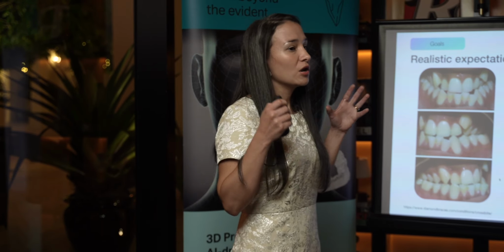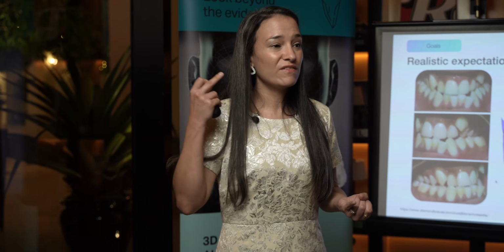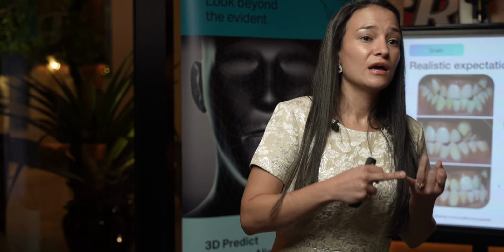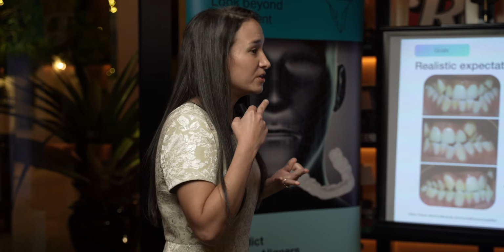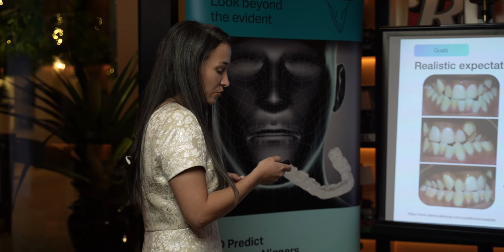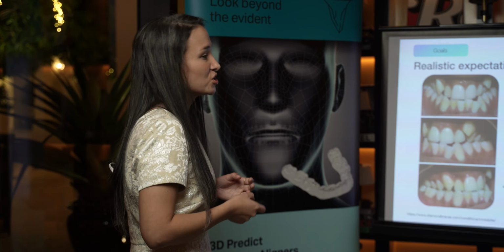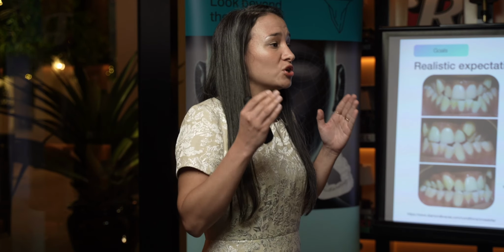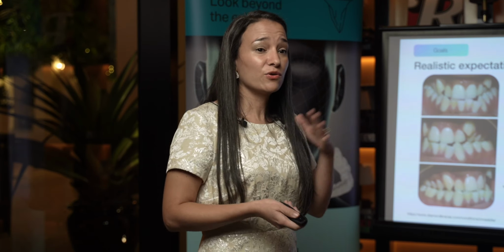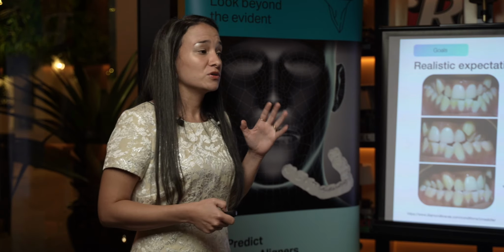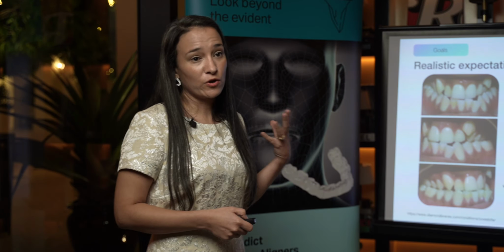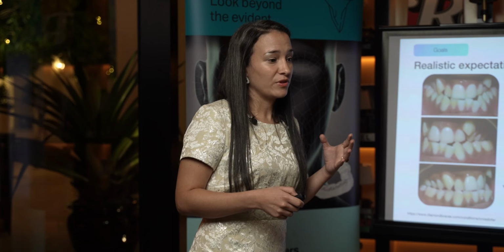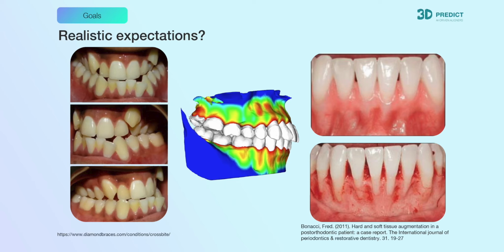So when you are looking at your patient, you have a severe class 3 skeletal, severe crossbite. Don't think that you can reach perfect occlusion ideals, because it's just not realistic. And that's a good thing about 3D Predict, because we are going to let you know if we have concerns about any prescription that you may send to us with this type of end goal in mind.